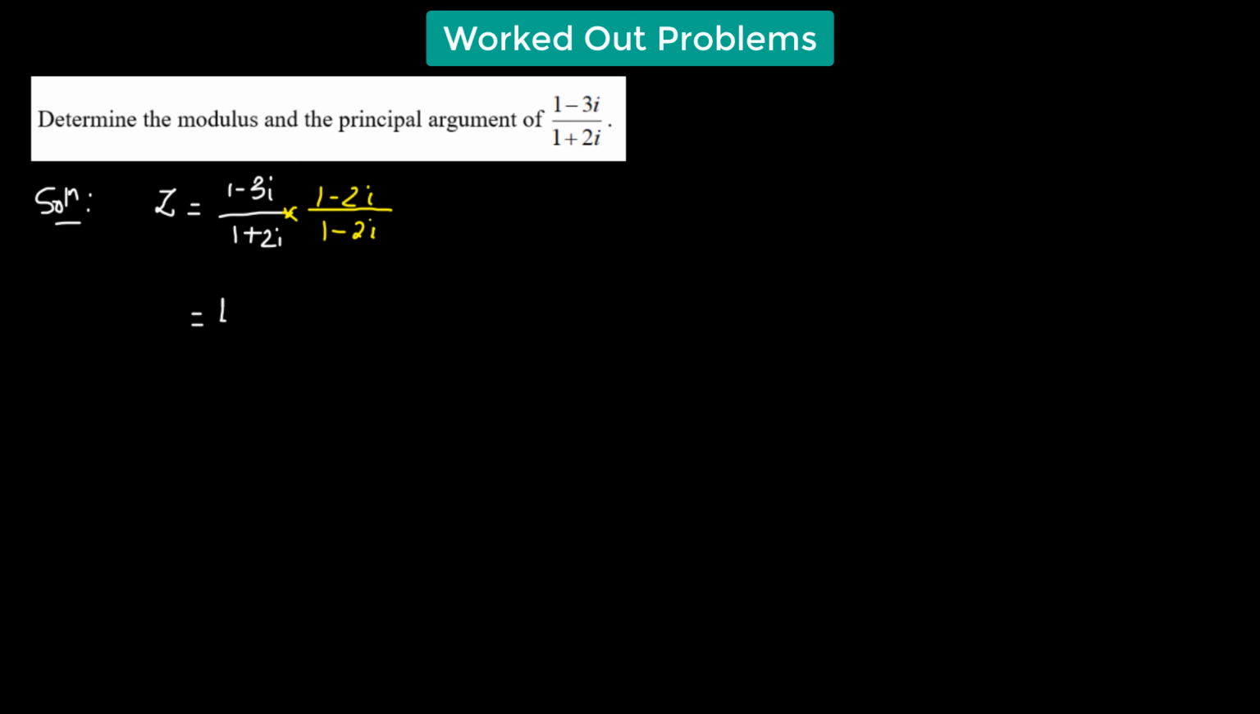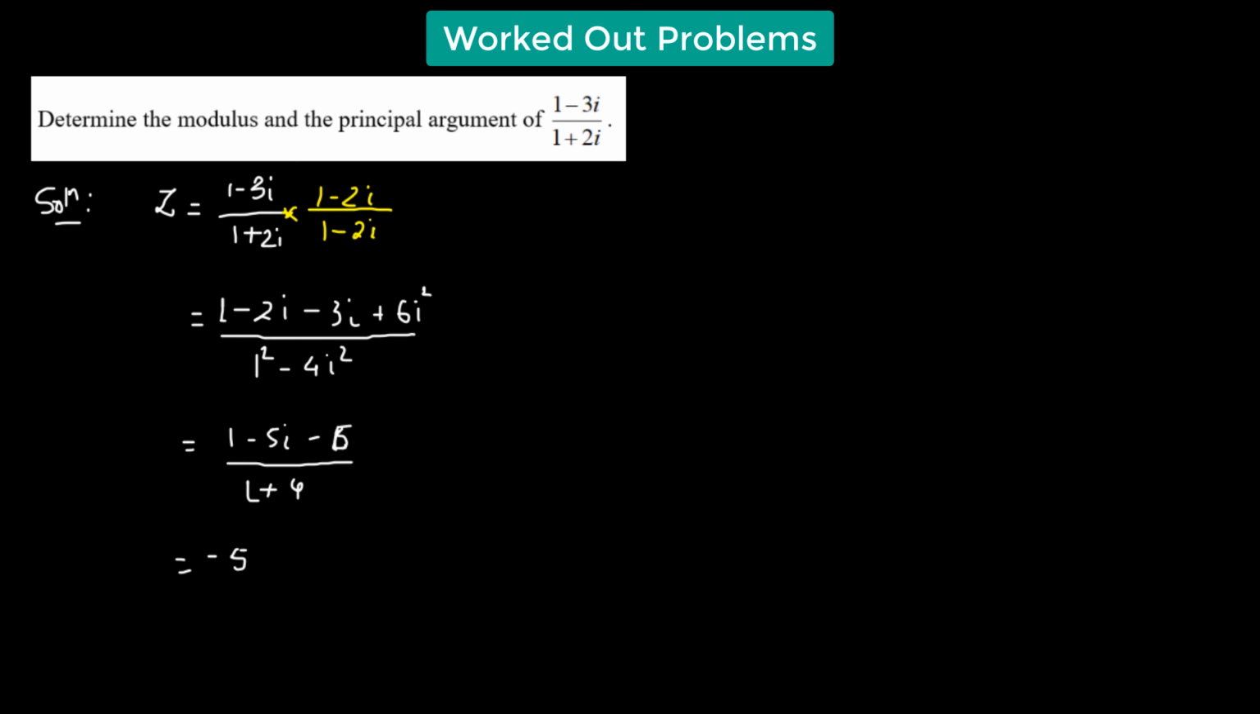I'm going to straight away multiply it. So we have 1 minus 2i minus 3i plus 6i squared divided by 1 squared minus 4i squared, which equals 1 minus 5i minus 6, because I have a minus 6, divided by 1 plus 4. So 1 minus 6 gives us -5 minus 5i divided by 5. So our complex number z equals -1 plus i times -5 over 5, which will be -1.